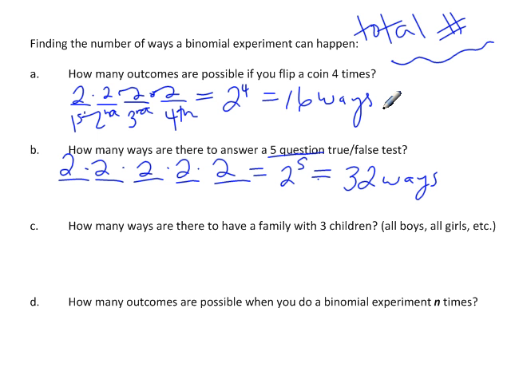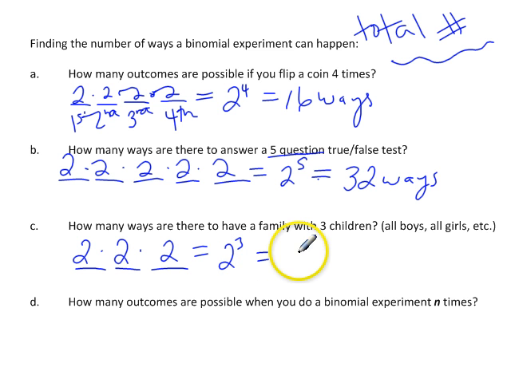The next one says, how many ways are there to have a family with 3 children? Like you could have all girls or all boys. How many different ways are there? Well, we have 3 children, so we draw 3 blanks. Each time you have a child, you have 2 options, boy or girl. So there's 2 options for the first child, times 2 options for the second, and 2 for the third. So that's 2 to the 3rd, or 8.